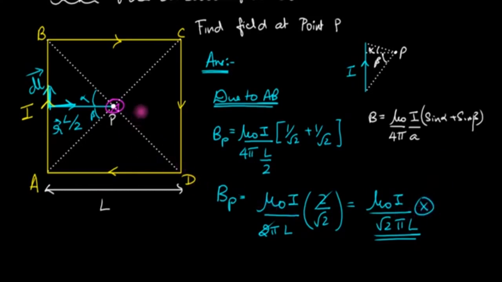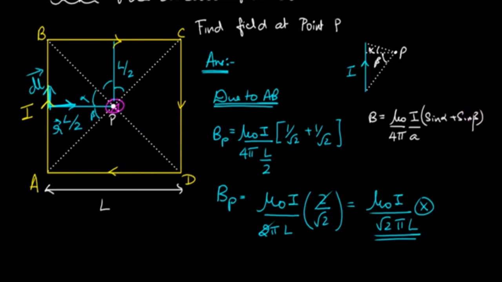Now notice something, that the magnetic field due to BC is going to be exactly the same, because if I draw a line from here to here, that is also going to be L by 2, and these angles are also 45 degrees. And the same will work for CD and also for AD. That means the magnetic field due to all the others are exactly the same. So all I have to do now is figure out the direction and either add them or subtract them.